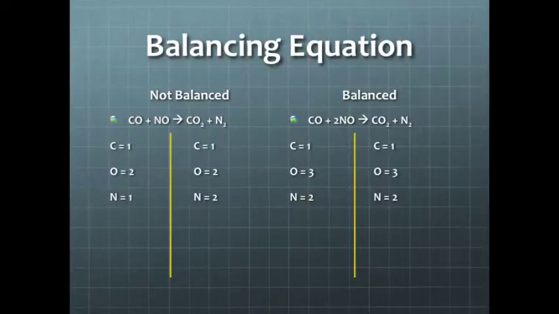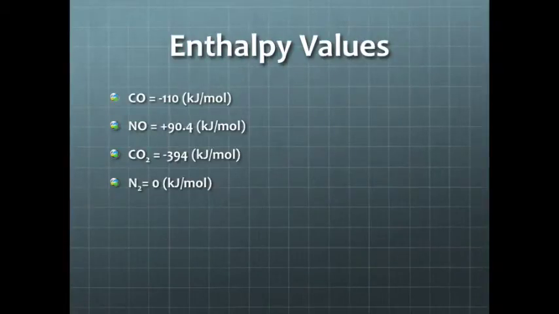Now the enthalpy values. For carbon monoxide, it was negative 110 kilojoules per mole. And for nitrogen oxide, it was positive 90.4 kilojoules per mole. And for carbon dioxide, it was negative 394 kilojoules per mole. And since this specific molecule of nitrogen is in its natural state, it is 0 kilojoules per mole.